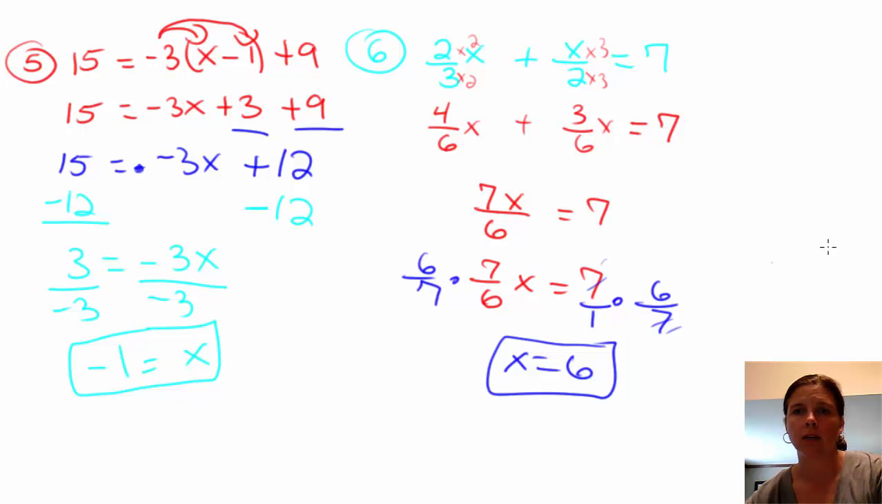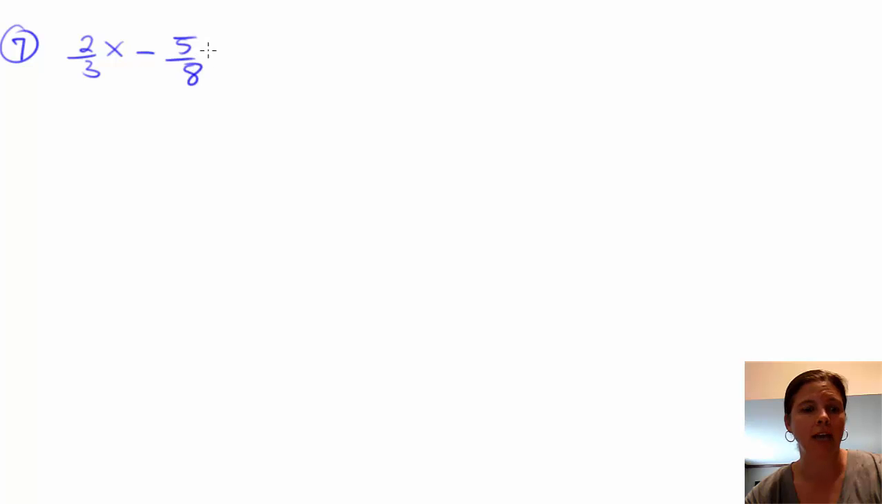Oh, where's my, there it is. All right. Let's see, we have a few more. 3 more examples. Okay, so if we have 2/3 x minus 5/8, I'm going to show this the other way.